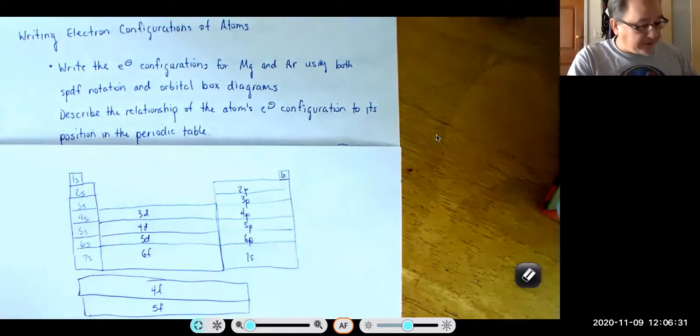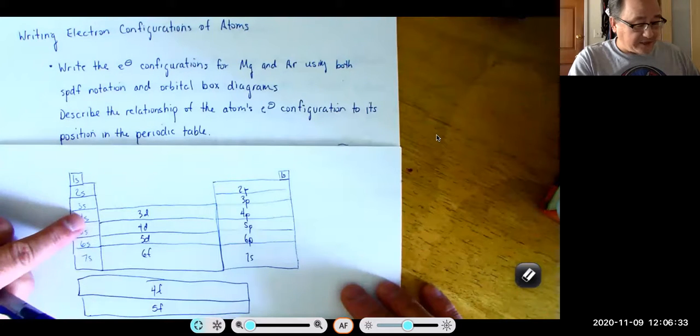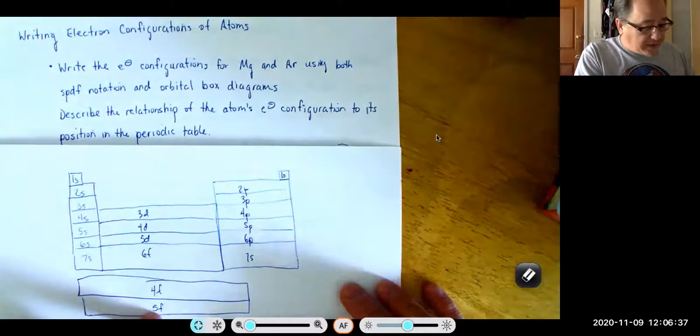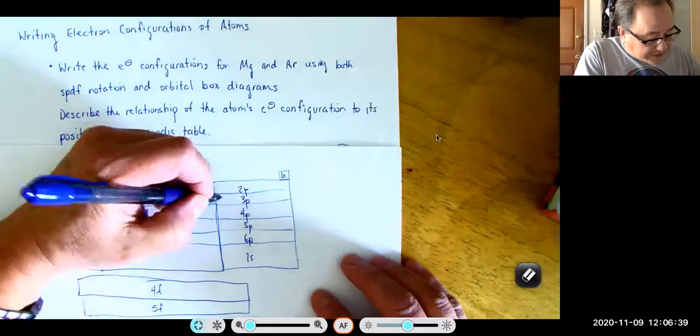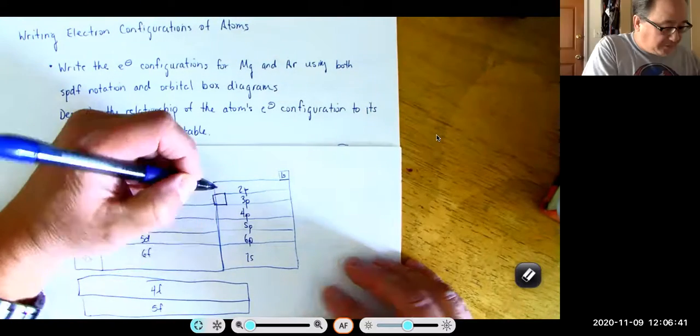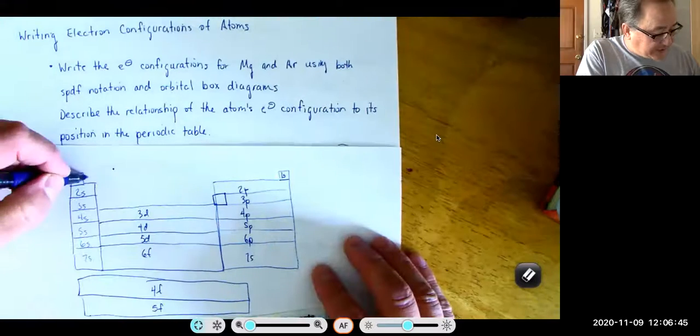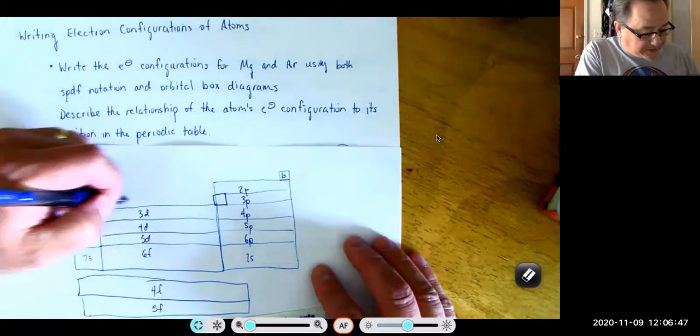So this is called the S block. This is called the D block. This is called the P block. And this is called the F block. If you want to get the electron configuration of an atom, let's say it's this one right here, which happens to be aluminum, what you do is you read the blocks until you get to that particular element.